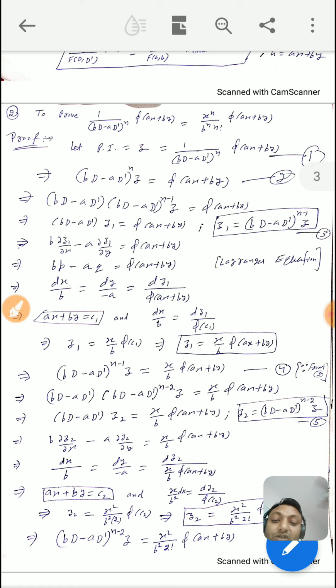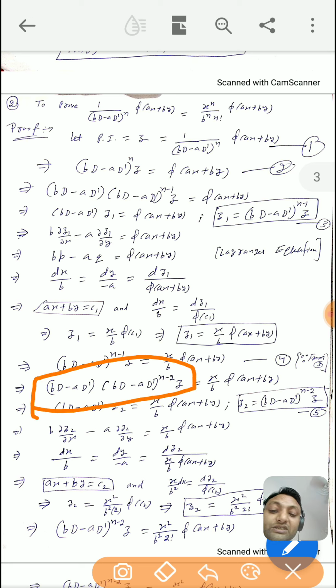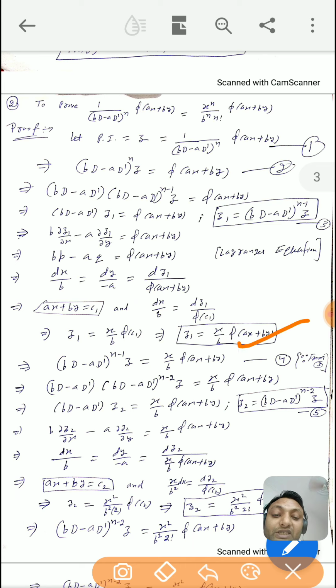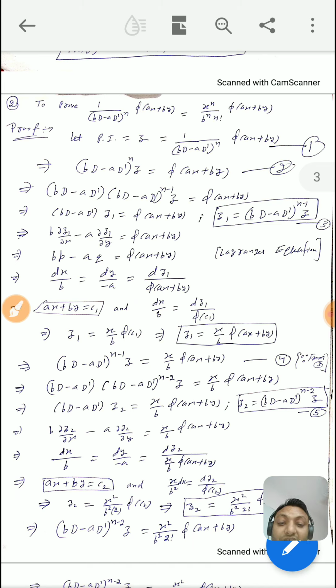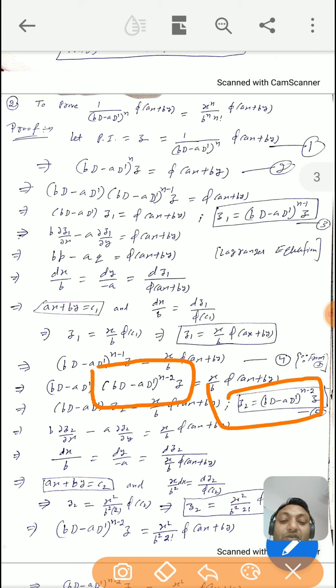Now again we separate (BD minus AD dash) power n minus 1 into two parts, that is (BD minus AD dash) power n minus 2 into (BD minus AD dash), operating on z, and the right hand side is the same. Again we suppose that this part of the equation is say z2. So z2 is equal to (BD minus AD dash) power n minus 2 operating on z.